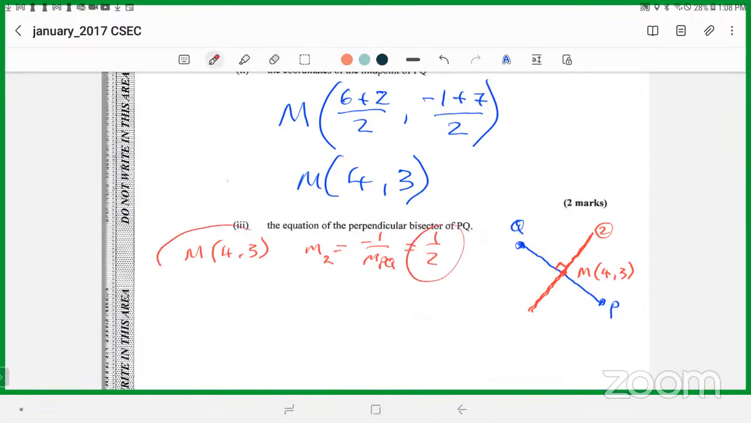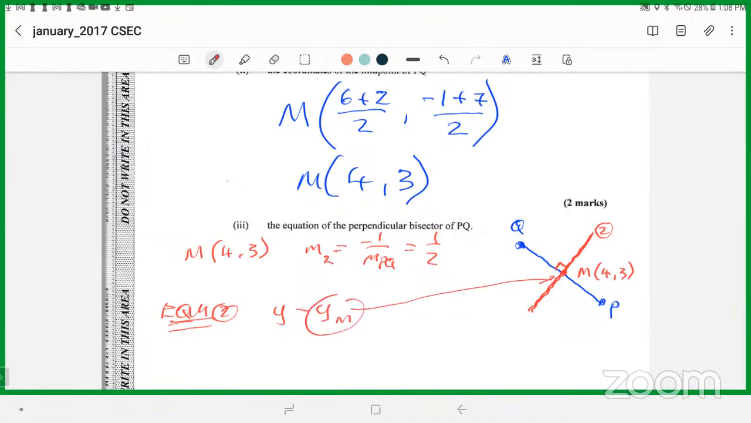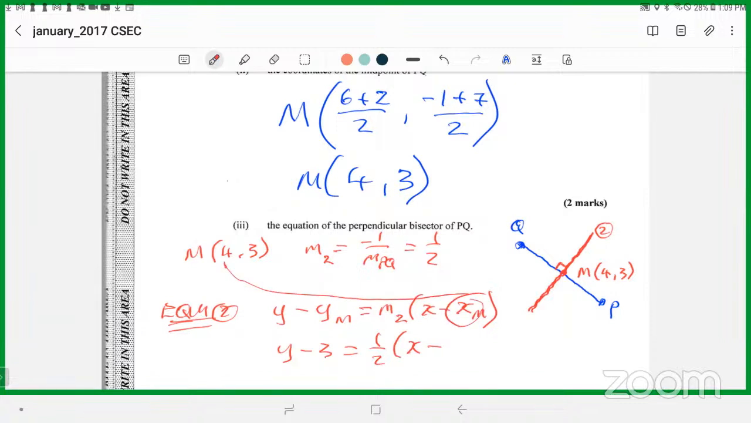So using that gradient and this point now, the equation of this red perpendicular bisector, we're calling it line 2, is y minus ym, because we're using the point M that it passes through, equals the perpendicular gradient, which we call gradient 2, times x minus xm. So it's y minus the y value at the point, which is 3, equals the perpendicular gradient, a half, times x minus the x value at the point, which is 4.